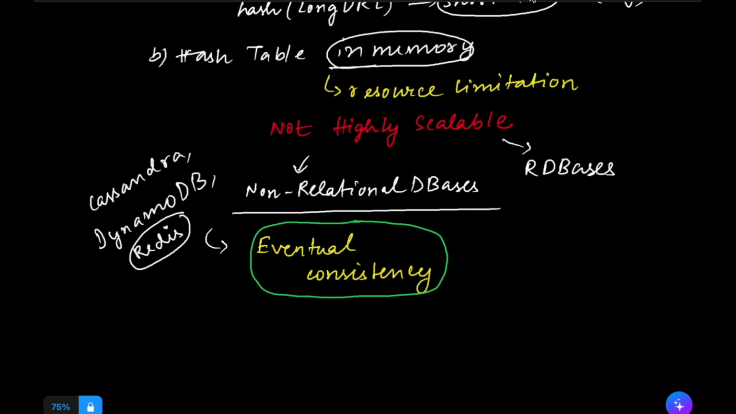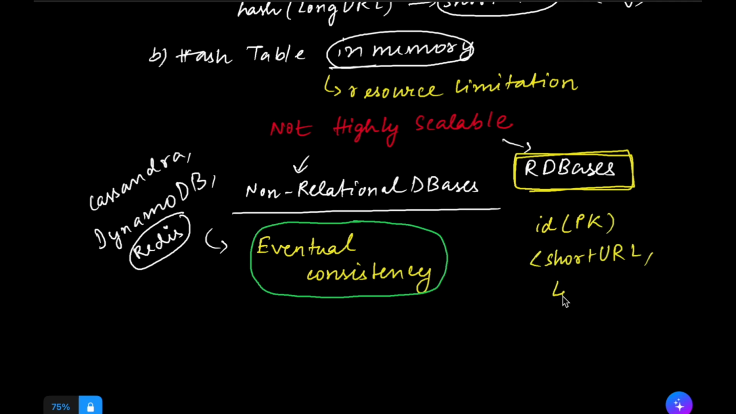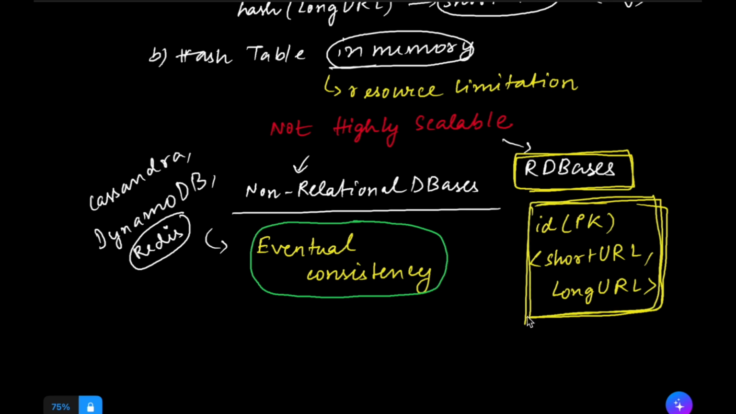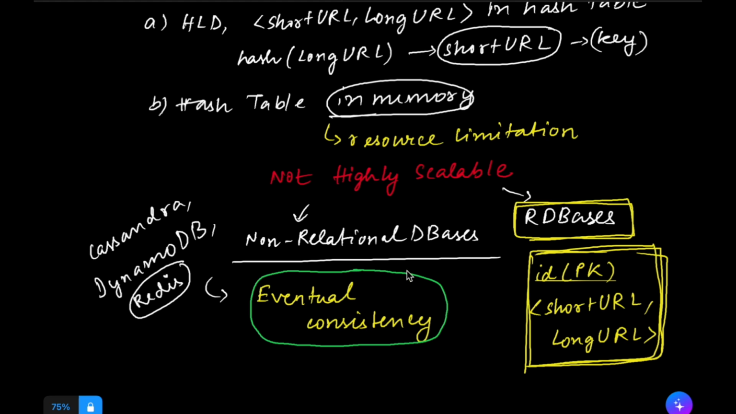So what we prefer is relational databases, where they have strong consistency. In relational databases, how they are stored is we have a unique ID, which acts like the primary key, and then we have the short URL and the long URL mapping. So in this way, depending on our use cases, we can store these URLs in a database. Now let's look into how we actually generate a short URL from a long URL.